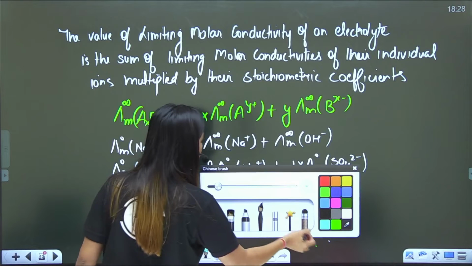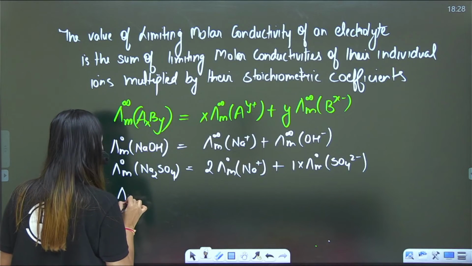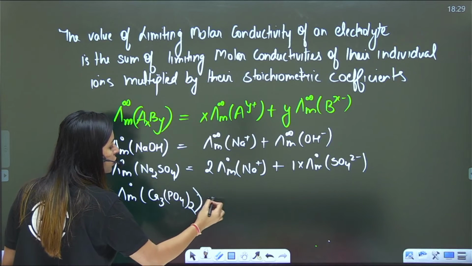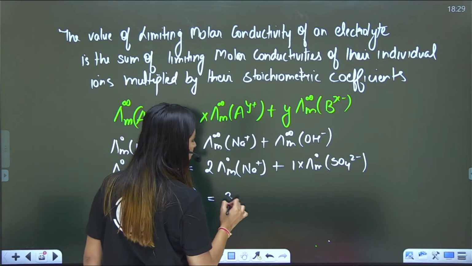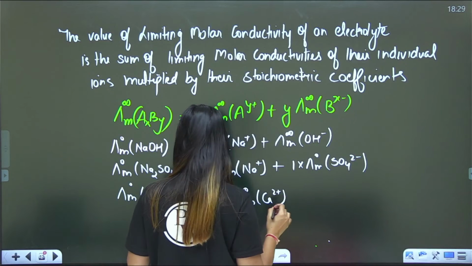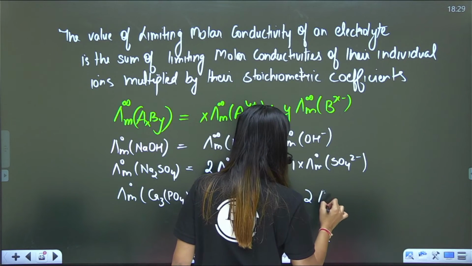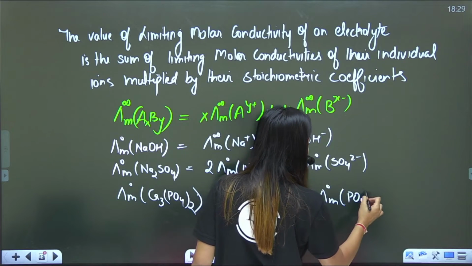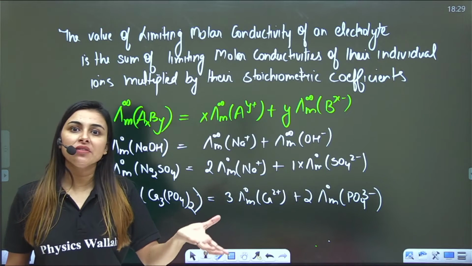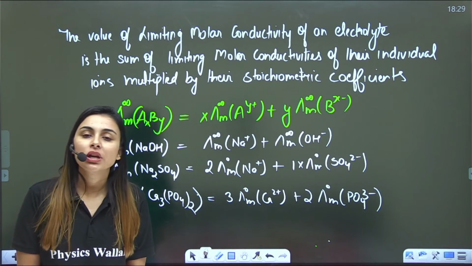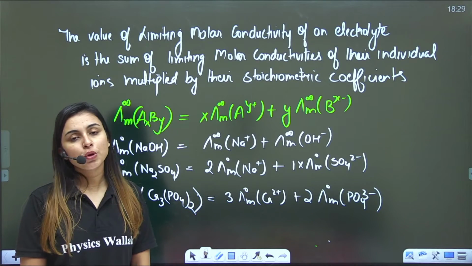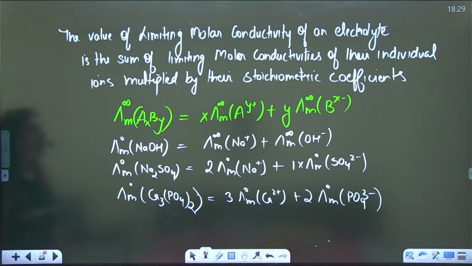So now let's complicate this a little more. Let's say we have lambda m naught of Ca3(PO4)2. To write the molar conductivity of this, it will be 3 into molar conductivity at infinite dilution of Ca2+, plus 2 into molar conductivity at infinite dilution of PO4 3−. Every ion has its individual fingerprint value, its Aadhaar card value, for its molar conductivity at infinite dilution. So this is how you write this. I hope you're clear with this. Pause the video, write it, and then we'll move forward.